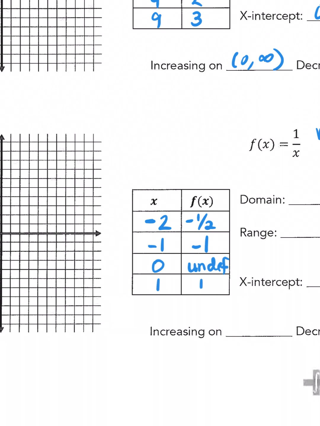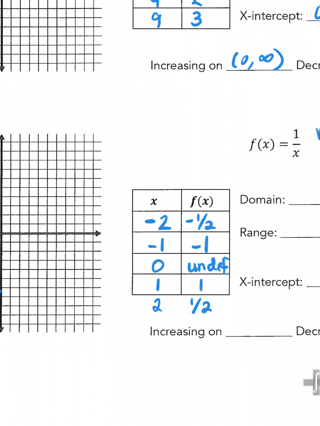Plug in 1, I get 1, and 2, I get positive 1/2. So -2, -1/2. -1, -1. Nothing here. So I know what's going to happen here is it's going to go like this, getting closer and closer and closer to the y-axis. Do you know what it's going to do on the other side? It's also going to do this, getting closer and closer to the x-axis. Anybody tell me why it's going to get closer and closer to the x-axis? Yeah. What happens as this value gets bigger and bigger and bigger?